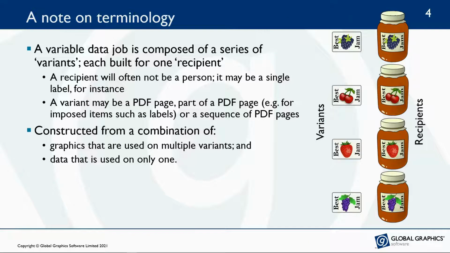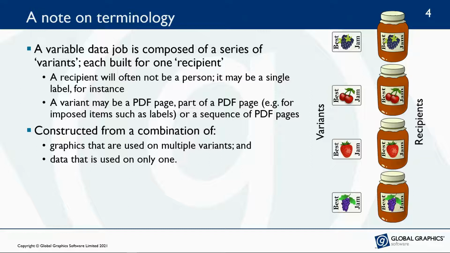Simply because VDP is used across so many sectors, the terminology used has tended to diverge in each. So I'm going to define terms as I'm using them in this video. A variable data job is composed of a series of variants, and each variant is built for one recipient. The word recipient obviously comes from transactional and direct mail printing, for the person who will receive the printed item.